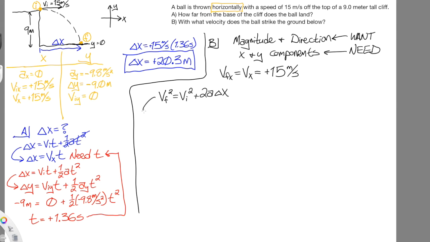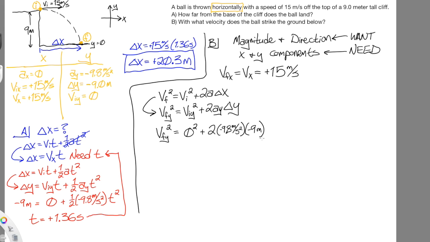And to make that into a y direction equation, we want the final velocity in the y direction squared equals the initial velocity in the y direction squared plus 2 times the acceleration in the y direction times the displacement in the y direction. We already have a lot of these variables. VFY is our unknown, that's what we're trying to find. VIY was 0. Plus 2 times the negative 9.8 meters per second squared of our acceleration in the y direction times our negative 9 meters is our y displacement.